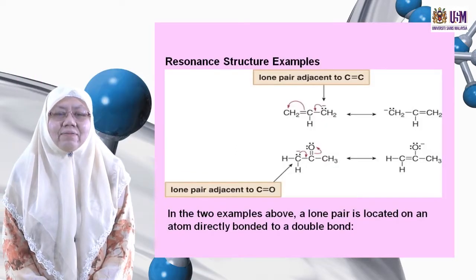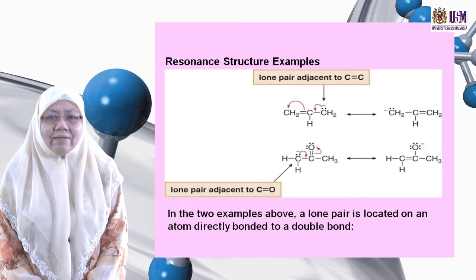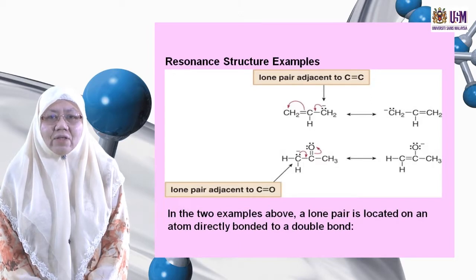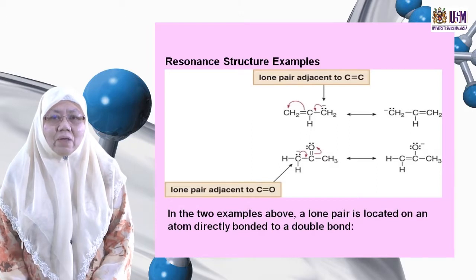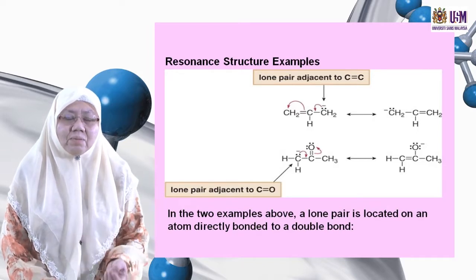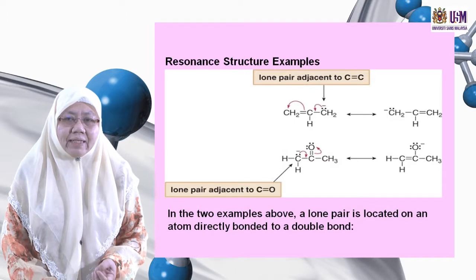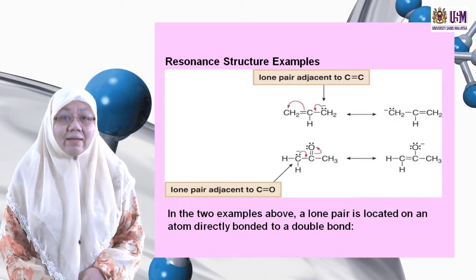Okay, in the examples given above, we can see the lone pairs are located on the atom directly bonded to the double bond. In the first example, the carbon with a negative charge, the electron will move to the middle carbon, and in order to maintain the octet, the electrons of the bond between the middle carbon and the left carbon will be moved to the left carbon, and we will get the corresponding resonance structure.